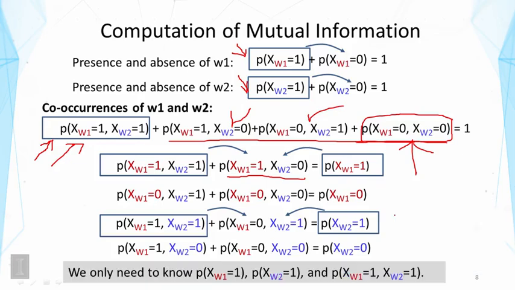So this slide shows that we only need to know how to compute these 3 probabilities that are shown in the boxes, namely the presence of each word and the co-occurrence of both words in a segment.